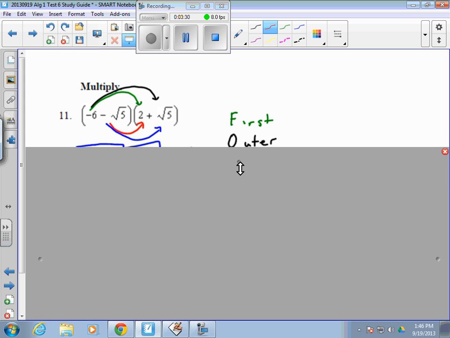11, you have to FOIL it. You do the first numbers, negative 6 times 2. The outer numbers, negative 6 times the square root of 5. The inner numbers, negative square root of 5 times 2. And the last two numbers, negative square root of 5 times the square root of 5.